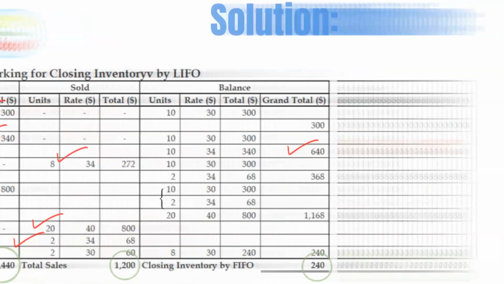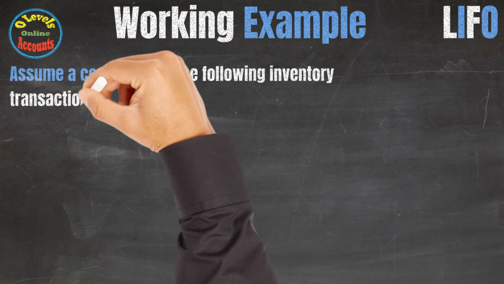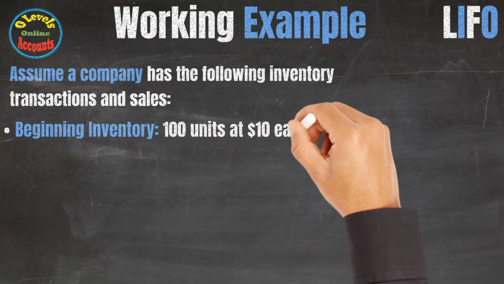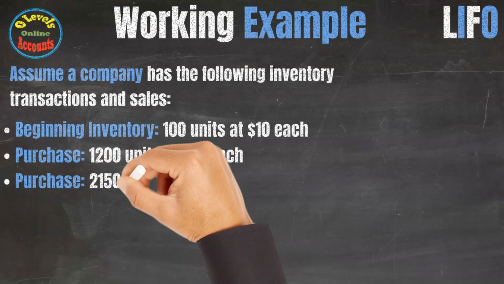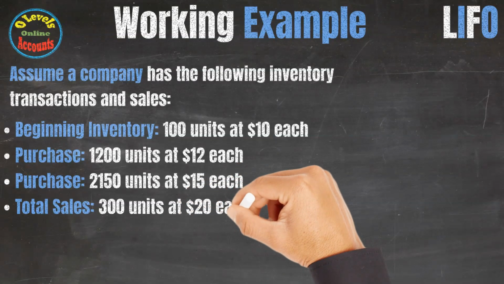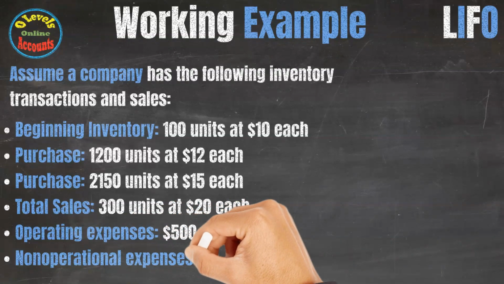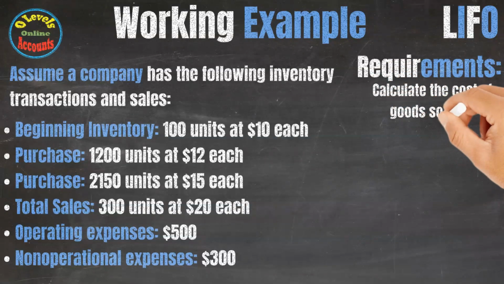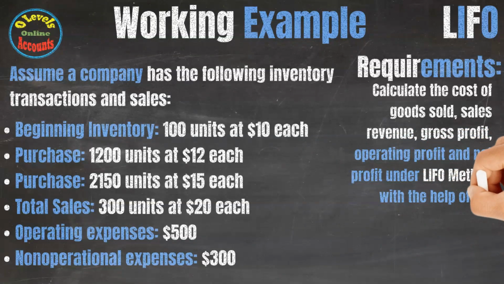Let's move to another example. Assume a company has the following inventory transactions and sales: beginning inventory, 100 units at $10 each; purchase, 1,200 units at $12 each; purchase, 2,150 units at $15 each; total sales, 300 units at $20 each; operating expenses $500 and non-operating expenses $300. The requirement is to calculate the cost of goods sold, sales revenue, gross profit, operating profit, and net profit under the LIFO method for inventory valuation with the help of the given data.